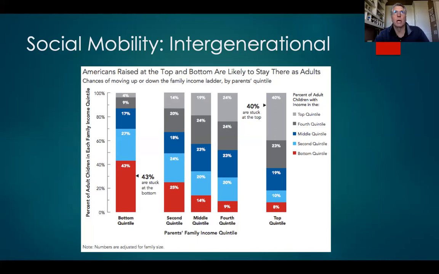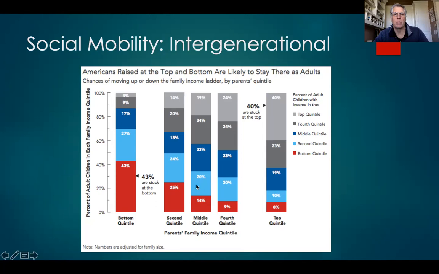I think this is Pew Research. Pew Research Center did this. And this is if you're born in the bottom quintile. So it's kind of along the lines of what we just saw. If you're born in the bottom quintile, right, 57% move out of the bottom quintile. 43% are stuck in the bottom quintile, okay?